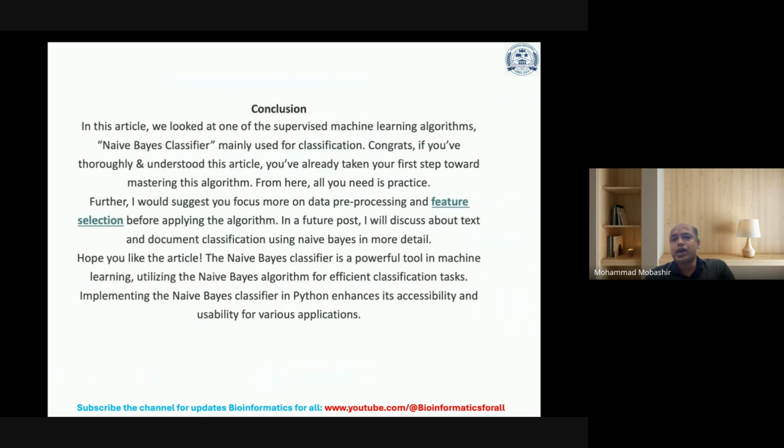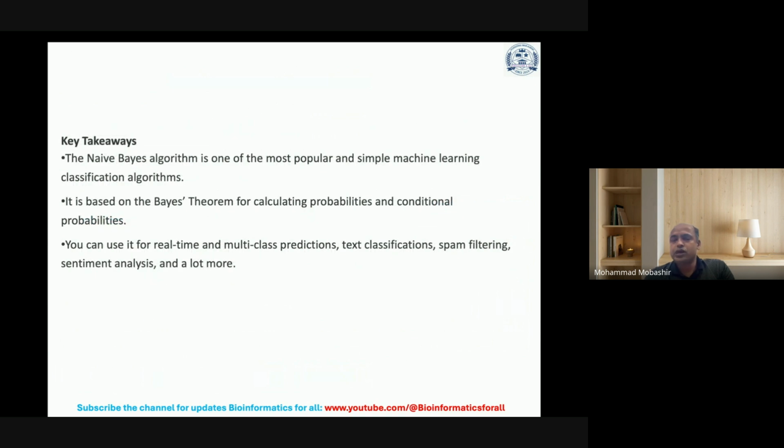And finally, you can conclude that Naïve Bayes classifiers are used for classification, and it is quite simple to use and easy to make conclusive predictions. And if somebody asks what the key takeaways are, what you have learned from here, then you can say Naïve Bayes algorithm is one of the most popular and simple machine learning classification algorithms. It is based on Bayes' theorem for calculating probabilities and conditional probabilities. You can use it for real-time and multi-class predictions, text classification, spam filtering, sentiment analysis, and a lot more.